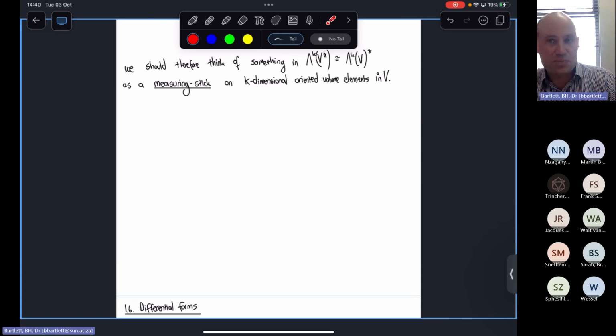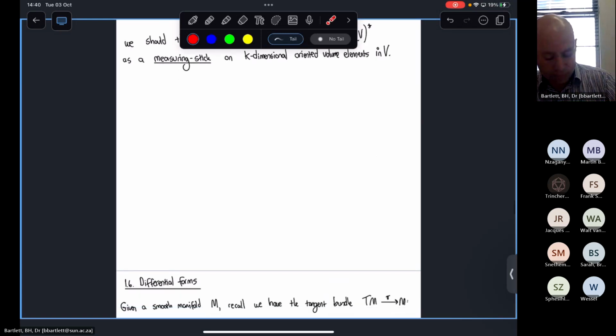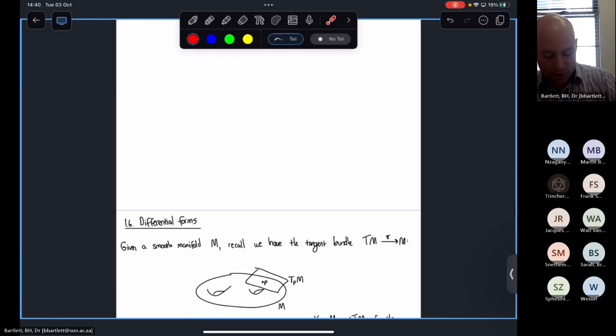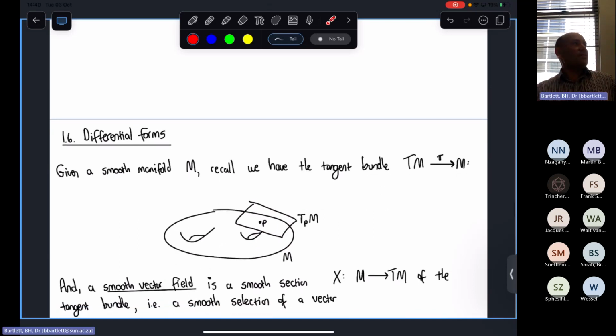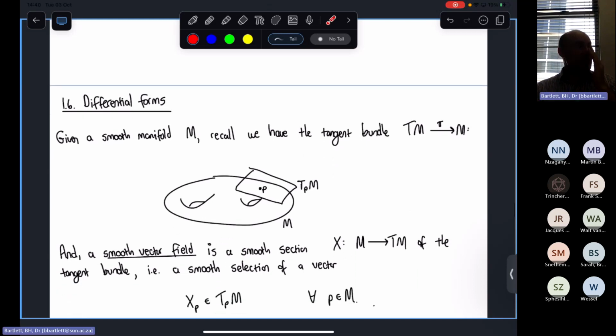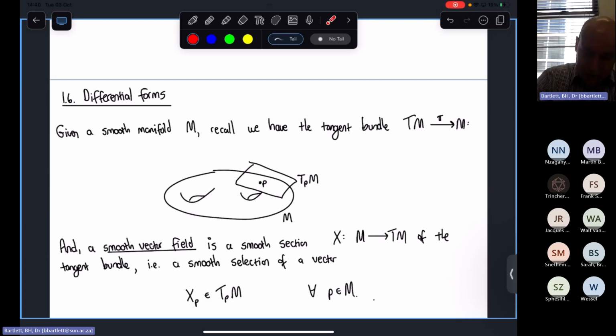Now we can start differential forms. Okay, so given a smooth manifold M, recall that we've got the tangent bundle of M. So at every point in M, we've got this tangent space, T_P M. And a smooth vector field is a section of the tangent bundle. In other words, it's a smooth selection of a vector, X_P, in the tangent space at P, for every P.